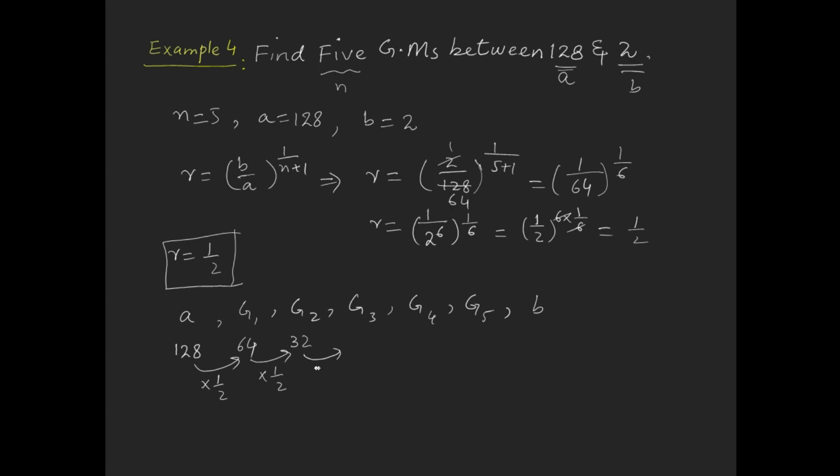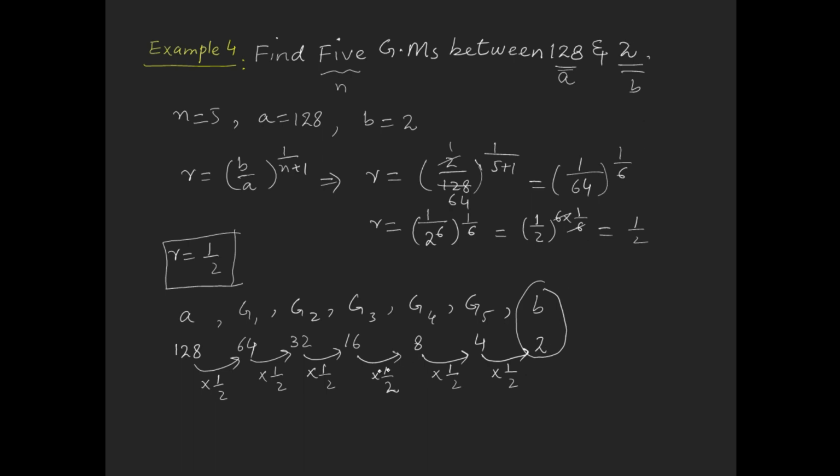Now again this 32 is multiplied with 1 by 2 and we get 16, and again this 16 is multiplied with 1 divided by 2 and we get 8. Now this 8 is multiplied with 1 divided by 2 and we get 4, and this 4 is multiplied with 1 divided by 2 and we get 2. Now this is correct. The value of B is coming out as 2, which is given.